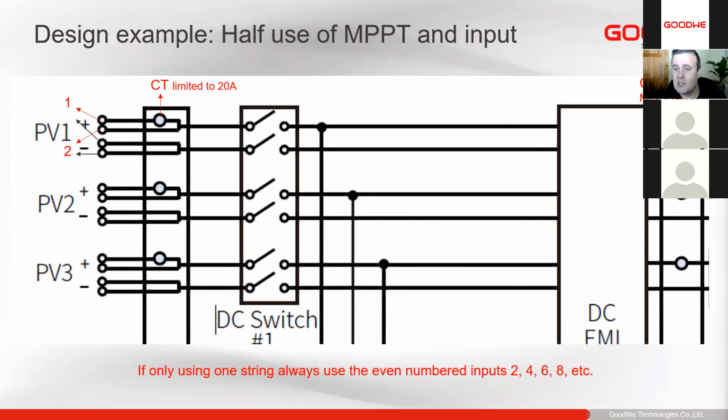So if we are going to combine strings or have even higher current modules in future, it's always best to use the second input. So always use the even number inputs, so 2, 4, 6, 8. That will give us the ability to use that combined string and not have any limitations of DC current as yet.